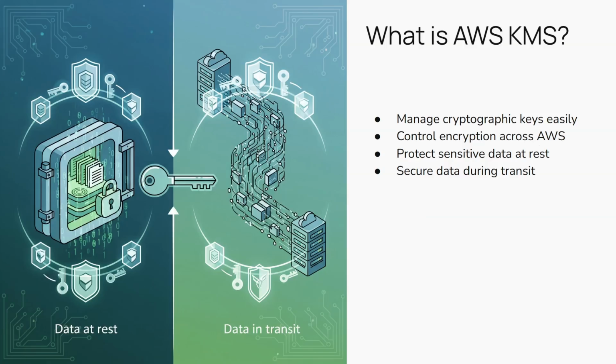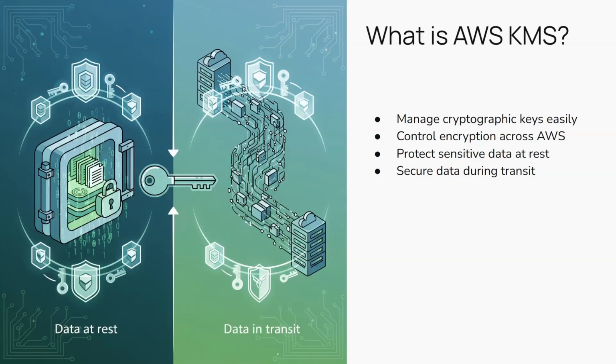So let's get started. So what is AWS KMS? KMS, in simple terms, is a service that makes it easy for you to create and manage cryptographic keys and to control the use of encryption across a wide range of AWS services. Instead of you having to handle the complex secure management of encryption keys, AWS handles it for you.